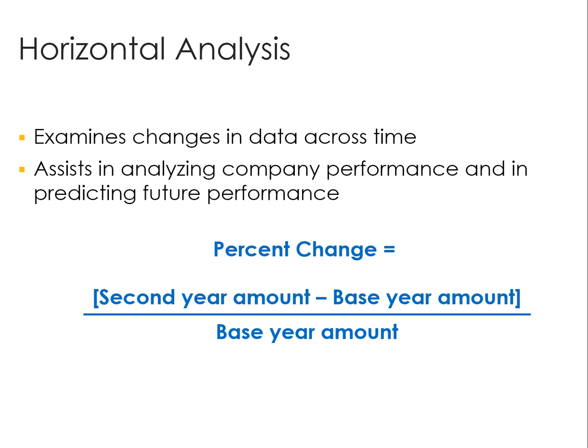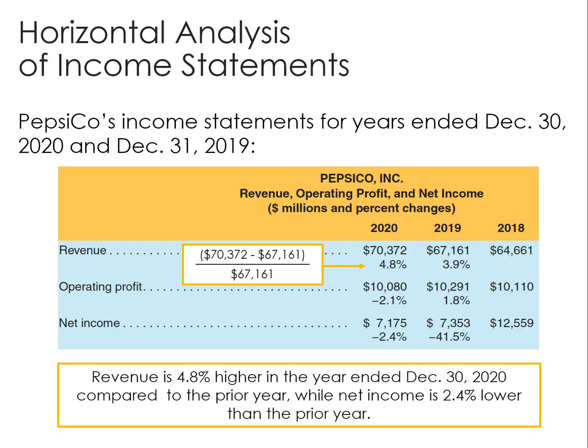Next is horizontal analysis. Horizontal analysis examines changes in data across time. So when we try to compare this year's with last year's performance, we can do the horizontal analysis, right? The calculation is second year's amount less the base year amount divided by base year amount. This gives us a percentage of change. And here is an example of how we calculate the revenue changes for PepsiCo from 2018 to 2019 to 2020.